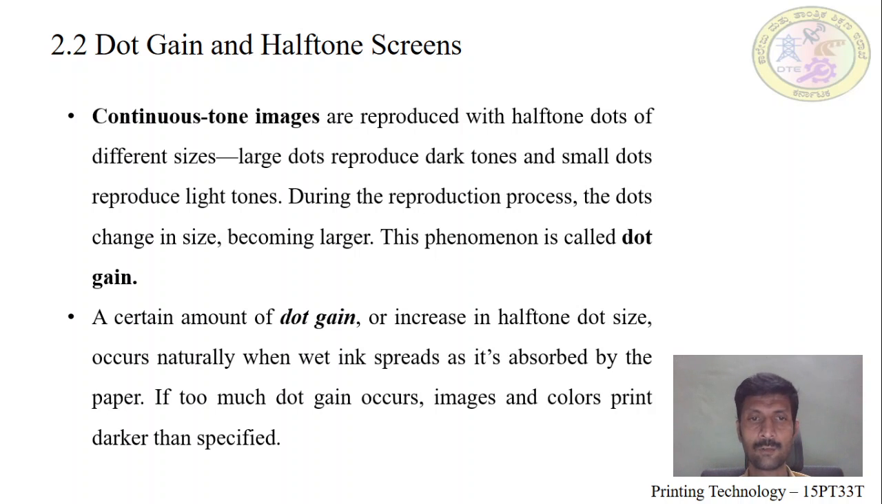Depending upon how much ink the paper absorbs, dot gain will occur. If too much dot gain occurs, the images and color prints come out darker than specified. If it absorbs less, then dot loss will occur.